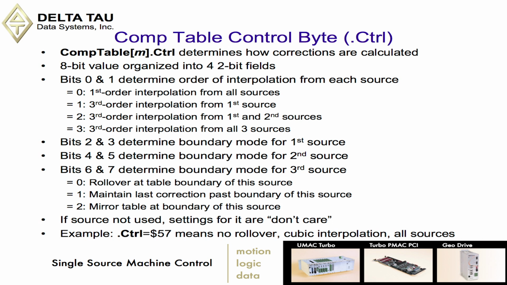And if that source is not used, if it's just a one-dimensional table, then it really doesn't matter what these are set to, because they don't exist in the calculation of the table anyways. So the important point to take out of this is CompTable[m].Ctrl determines how we use the compensation table, how we're going to interpolate each source, and what happens at the end of the table for each source.